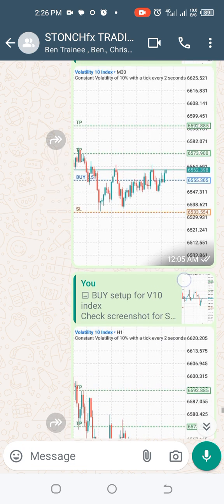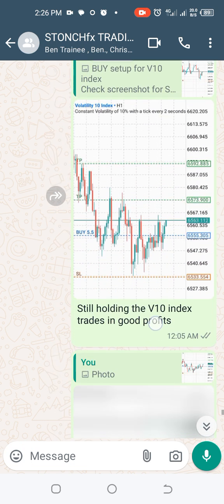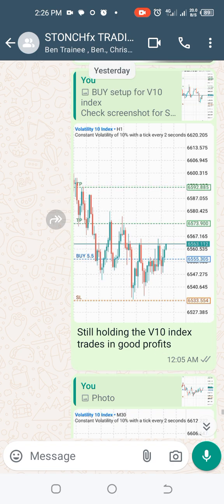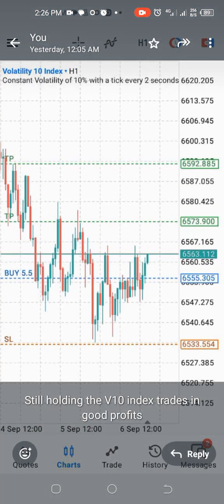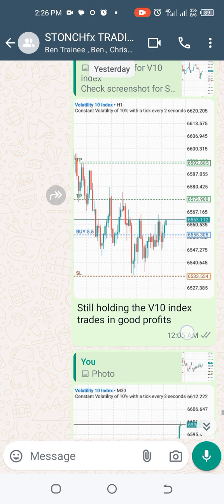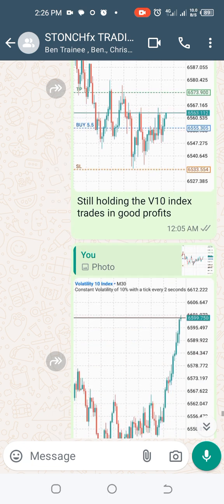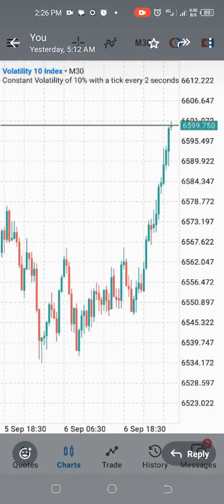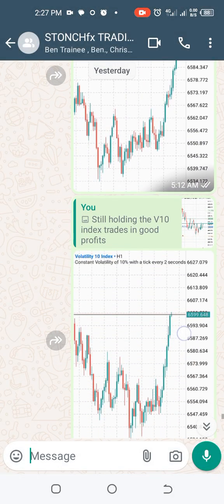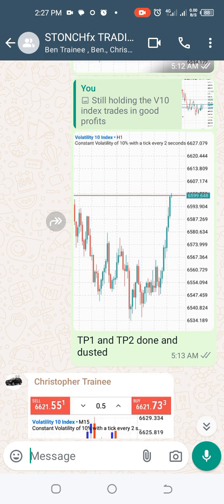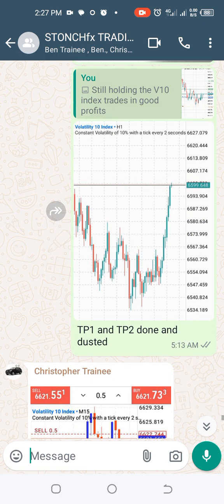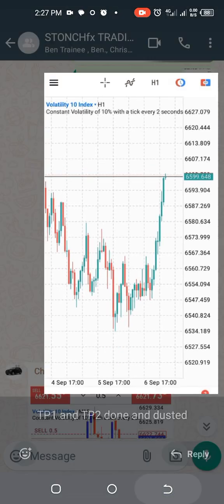So also an update for volatility 10 index. The buy signal I gave, I'm still holding the index trade in good profits. So this is how it played out. TP1 and TP2 done and dusted for volatility 10 index.